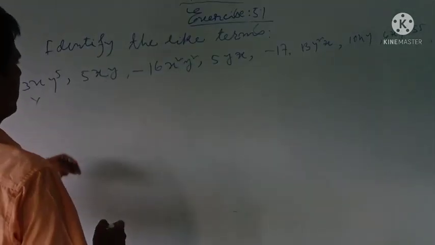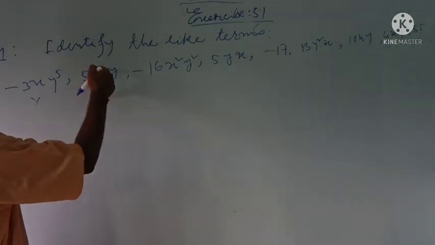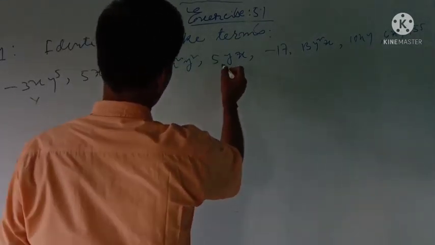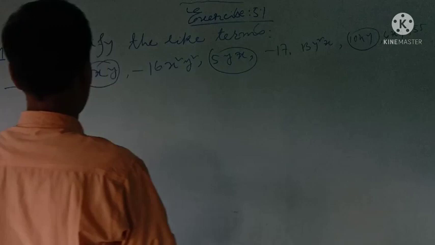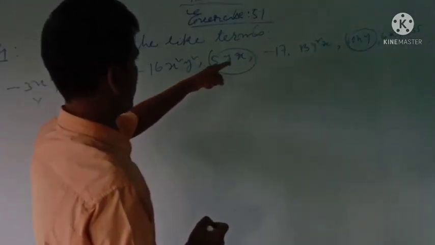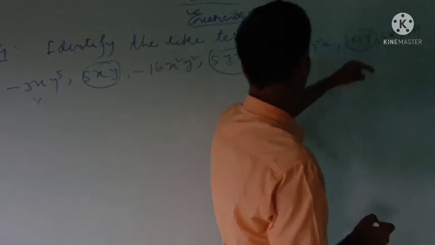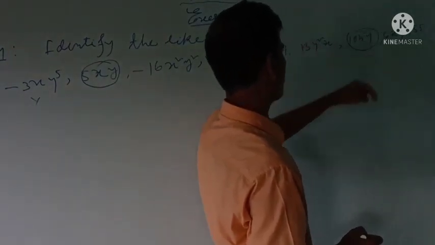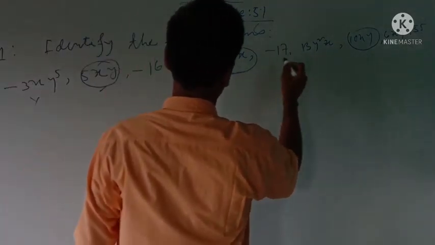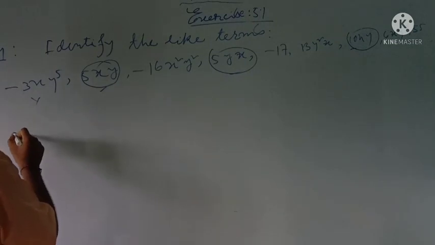Next, 5xy. So here the variables are x and y, and the powers are 1, 1. So this term 5xy and this 5yx are like terms, okay? And this 10xy, these three are like terms. Why like terms? See, here the variables are x and y, here also x and y, here also x and y. Here the power of x is 1 and the power of y is 1. Here the power of x is 1, the power of y is 1. Here also the power of x is 1, the power of y is 1. So this is what we got, the first like term. Okay, so what to write? Identify the like terms. So here the solution will come.